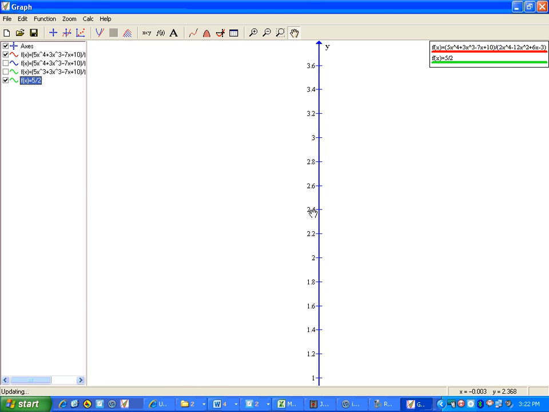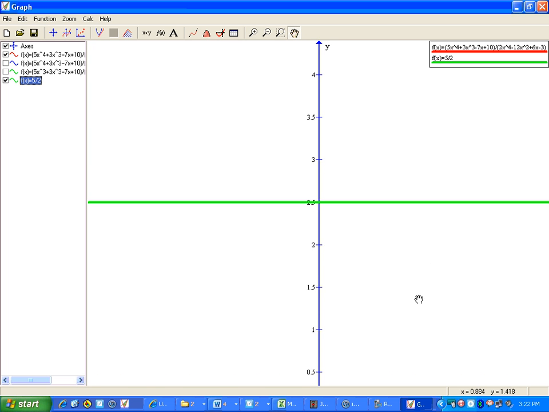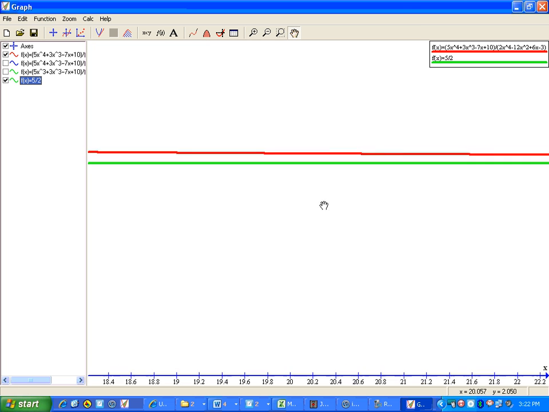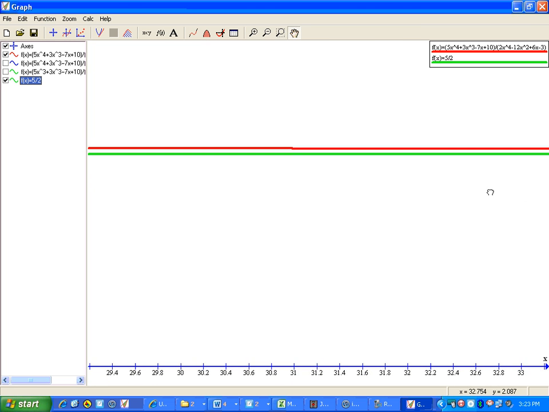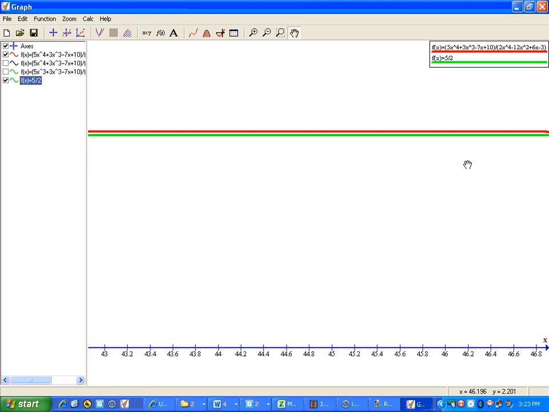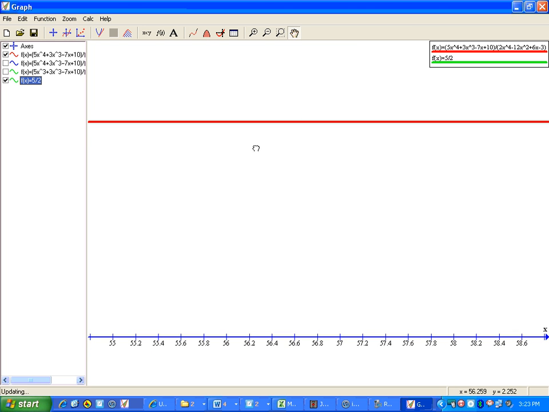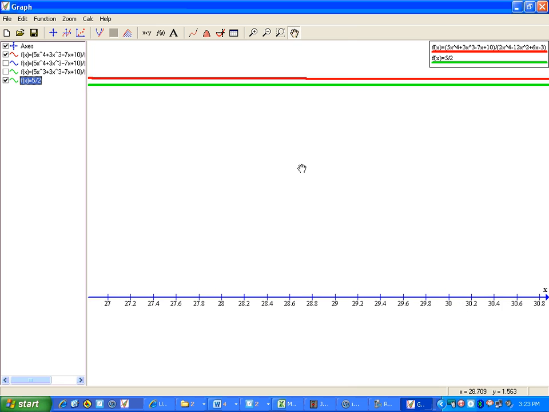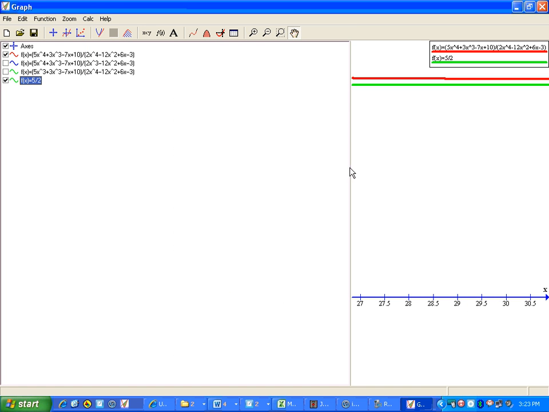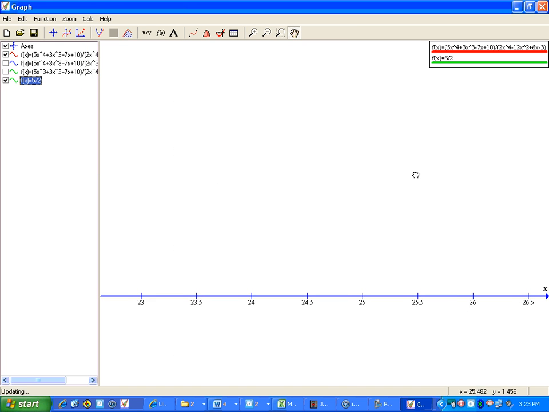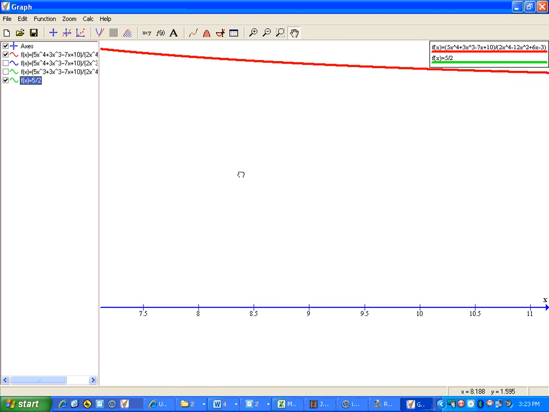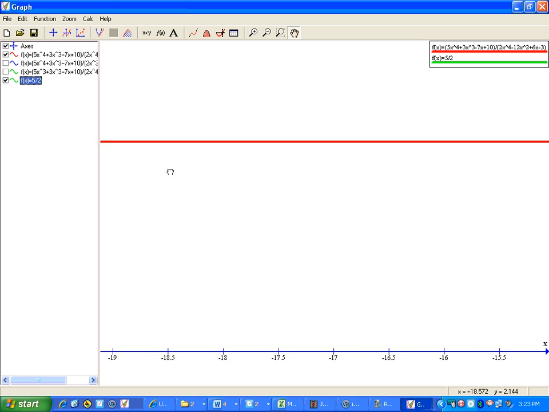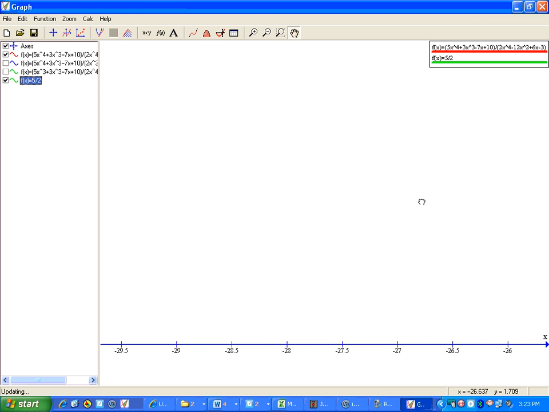There's 2.5. Right there, you'll see as I move to the right, it's getting closer and closer to that value. It's actually never going to get there, but it's going to get closer and closer to it. If I go back to the left, oops. There it crosses it, and then it comes back and gets closer and closer.